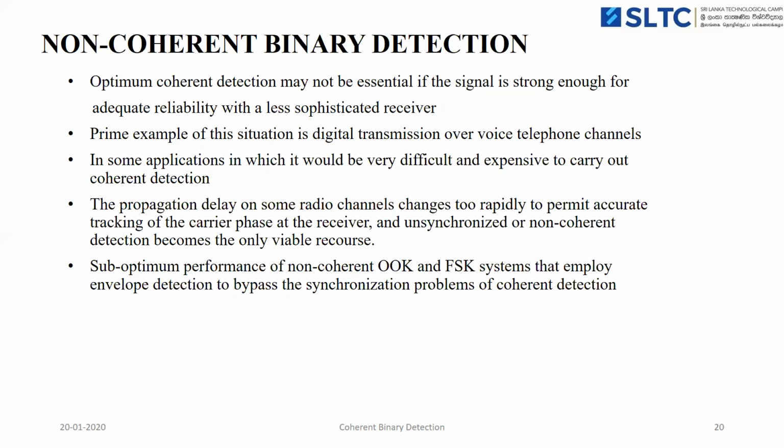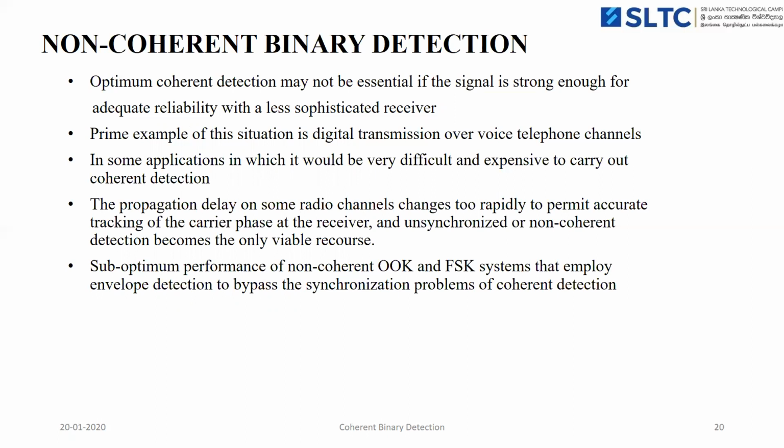Okay, so far we studied the coherent binary detection technique in the communication receiver. In some cases, we use the non-coherent type of detection, so that is another topic. Non-coherent binary detection: the optimum coherent detection may not be essential if the signal is strong enough for adequate reliability with a less sophisticated receiver. A prime example of this situation is digital transmission over voice telephone channels.